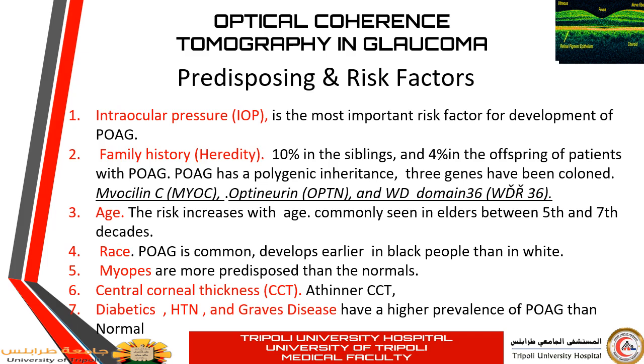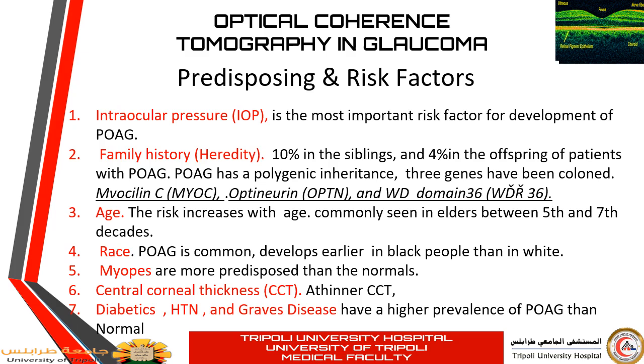Another important risk factor recently determined is the central corneal thickness. They found that the thinner the cornea, the higher the incidence of developing open-angle glaucoma. Although the decrease in corneal thickness will cause an underestimation of the intraocular pressure, and this can lead to delayed diagnosis of the disease, they found a close association between the decrease in corneal thickness and the onset of glaucoma. This can be attributed to the same factors affecting the cornea also affecting the lamina cribrosa and the optic nerve. Now, among the systemic diseases associated are diabetes, hypertension, and Graves' disease.